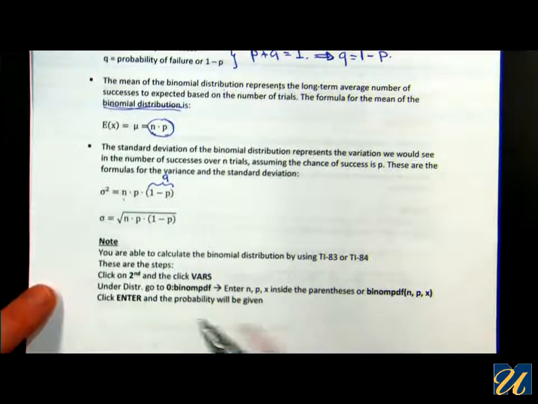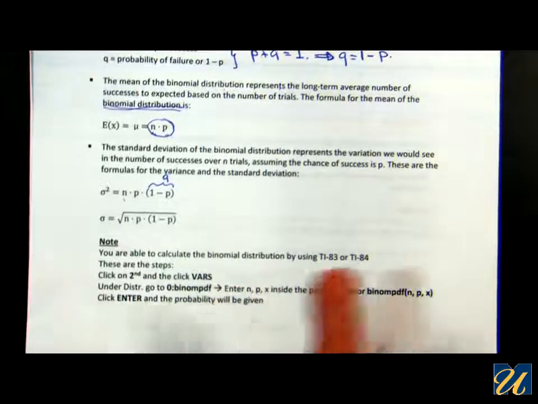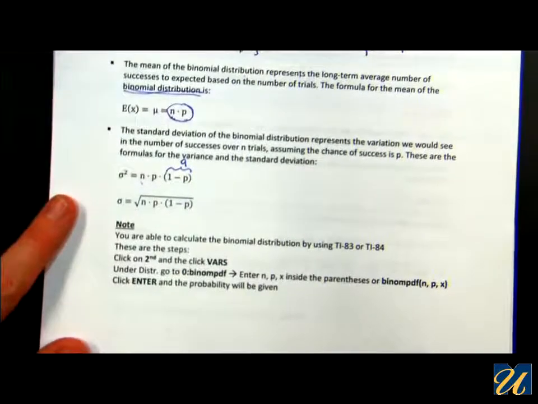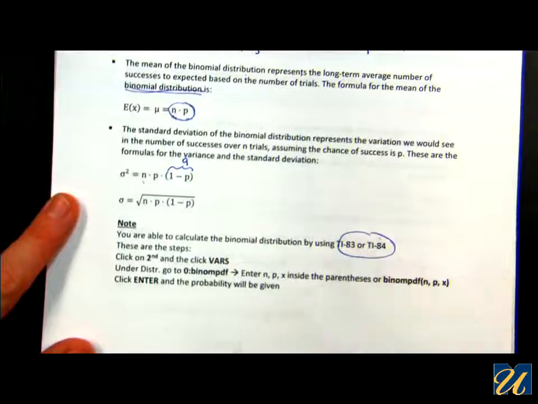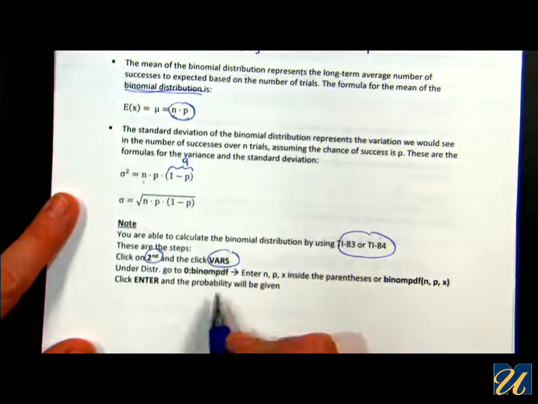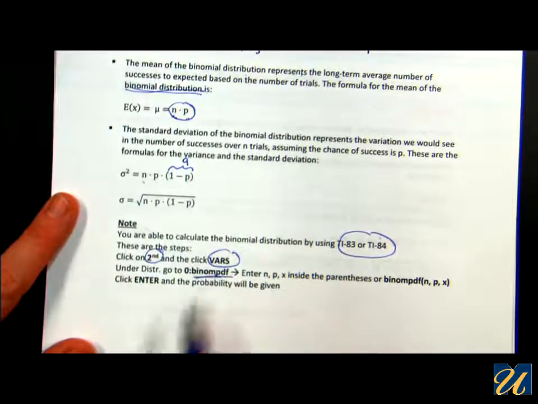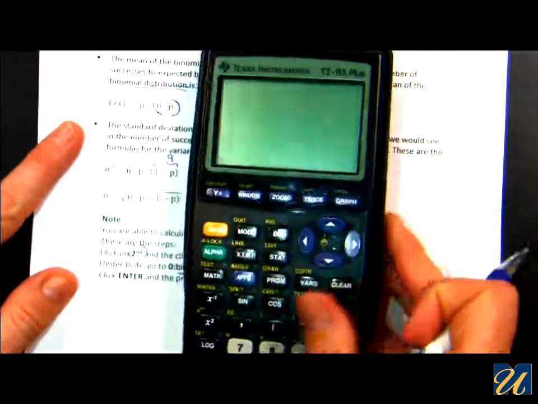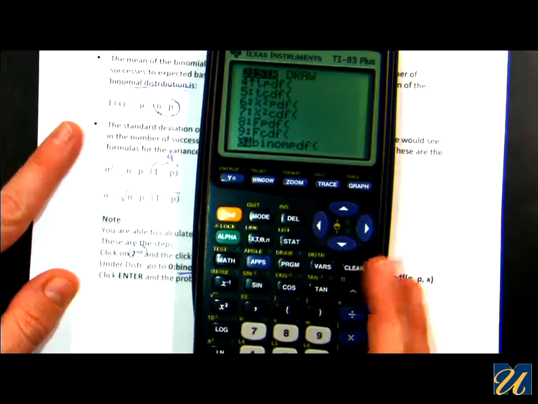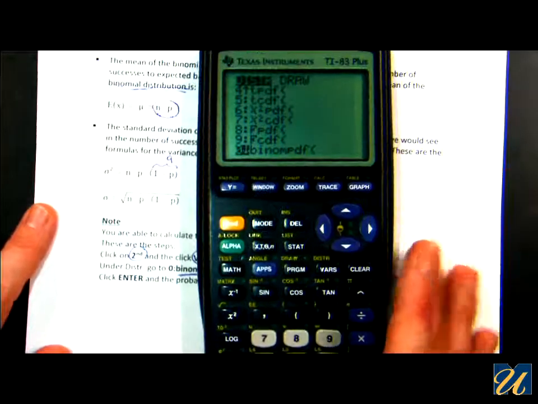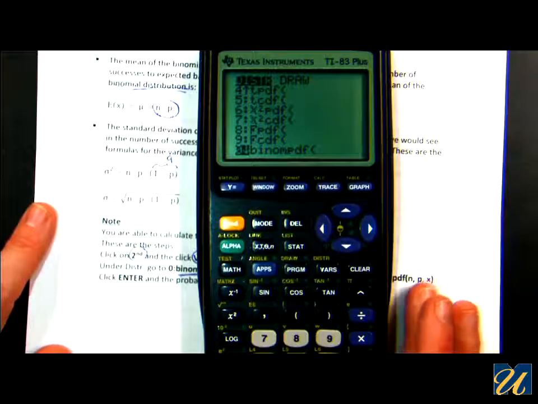Now, for binomial, the easiest way to calculate the probability, instead of using this formula, is to use your graphing calculator. That's the fastest way. So you want to go to second, vars, and then move on to binomial PDF. I have the 83. The 84 is slightly different, but the steps are the same, though you will have a different screen where you just simply have to go to calculate.